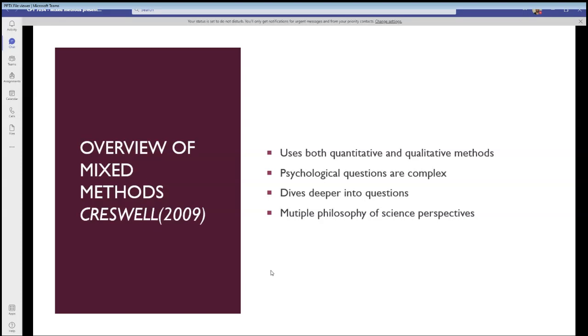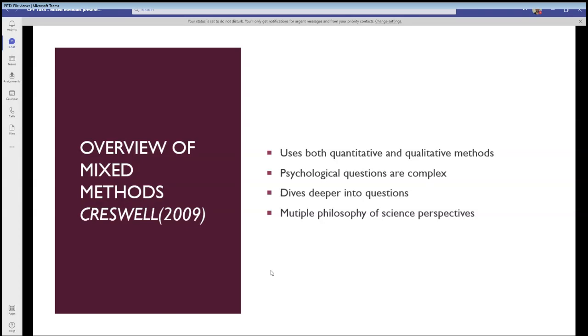Oftentimes in psychology, we study theories, but those theories need to have applications. And mixed methods are great because it can help create theories, but also help find what applications can be used in order to use the theory successfully.